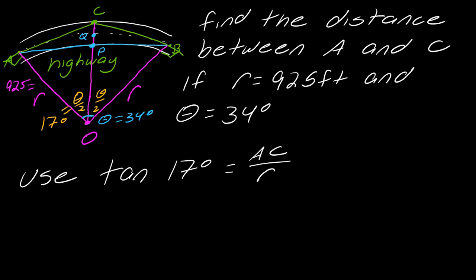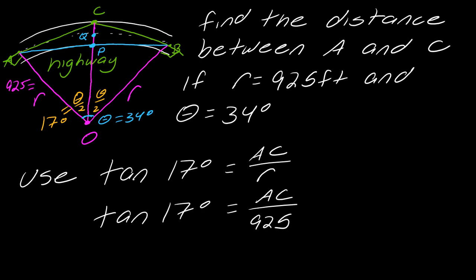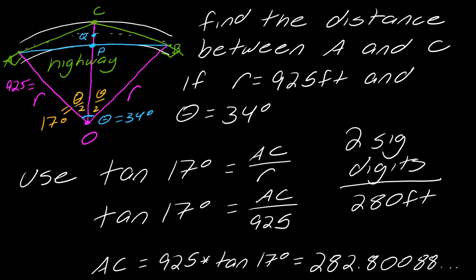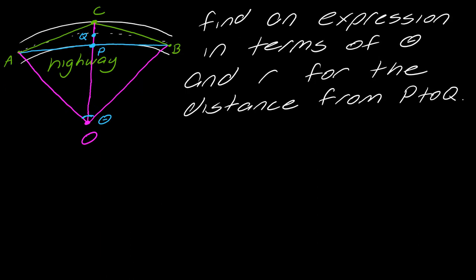All right, so now I've got this all set up, and my R, remember, was just 925, so I can plug that in, and now bada bing, bada boom, I can go ahead and finish the problem. If I want to use, say, 2 significant digits, then this would just be 280 feet. It just depends on what format of the answer you want. Okay, so the other question associated with this problem is to find an expression in terms of theta and R from P to Q.